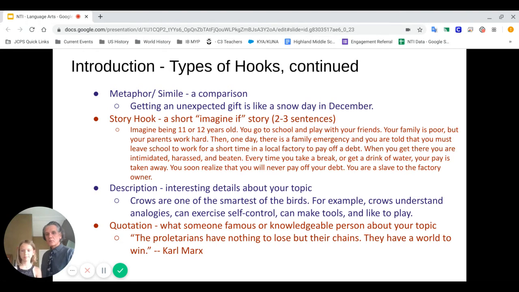Yep. So it's a quotation from a famous person. You know, if it's going to be Karl Marx, I'm probably going to go on to talk about the evils of capitalism and why we should overthrow our economic system.